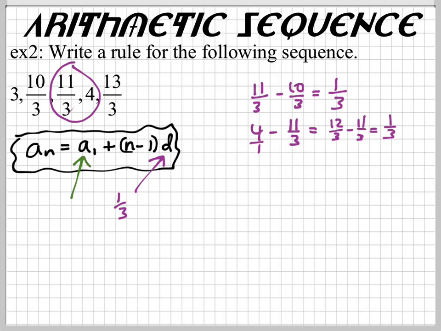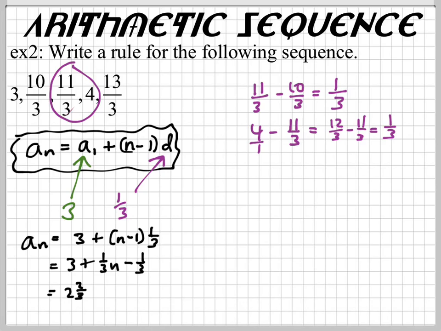Now we just need one more thing: the first term. Do we know what the first term is? 3. Yep, it's right there, the first term in the sequence. All right, we plug those in and simplify. That's all you have to do. So we have a sub n equals 3 plus n minus 1 times 1/3. That equals 3 plus 1/3 n minus 1/3. 3 minus 1/3 is 2 and 2/3, plus 1/3 n. Alrighty, there's my rule. That's my answer.